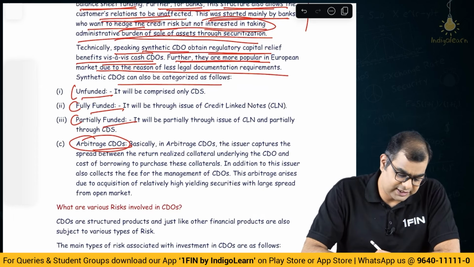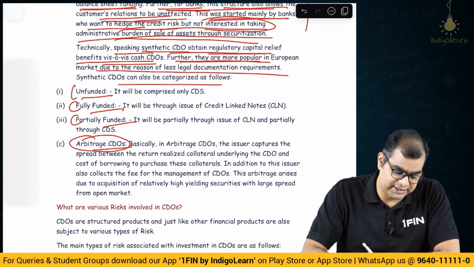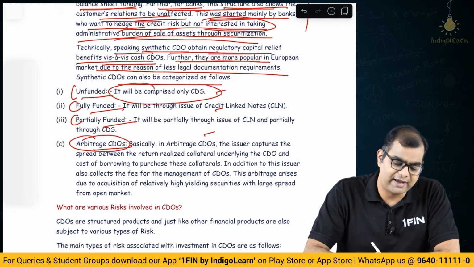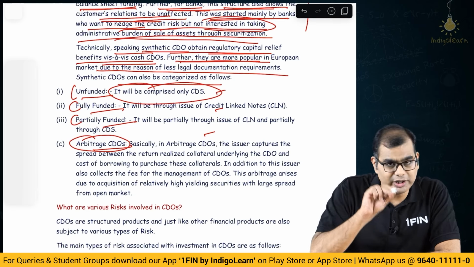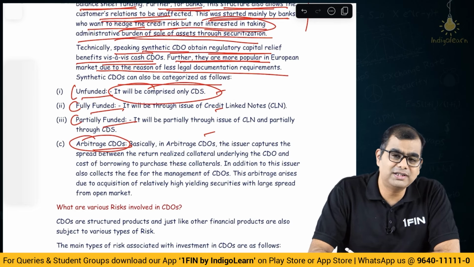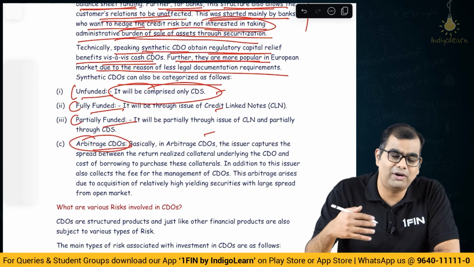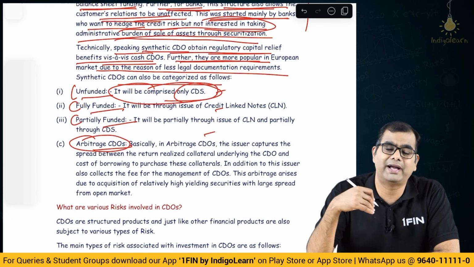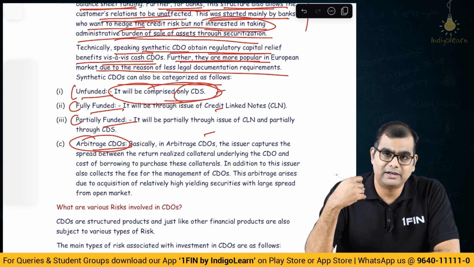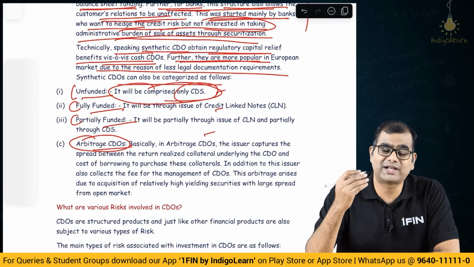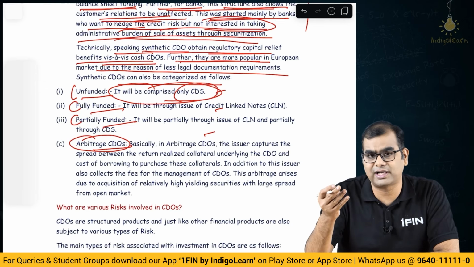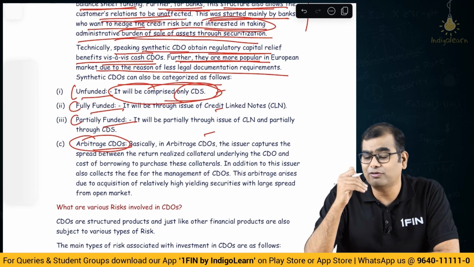Okay. Now, in synthetic CDO, there are three things: unfunded, fully funded, partially funded. What is unfunded? You will only have a CDS. So, you are issuing a CDO, but how are you transferring the risk? It is comprised only of a CDS. That is, you are basically using a CDS to transfer the risk. You are issuing a security. What security? Equity tranche, mezzanine tranche, and then you have the senior tranche. But you have to pay all of them.